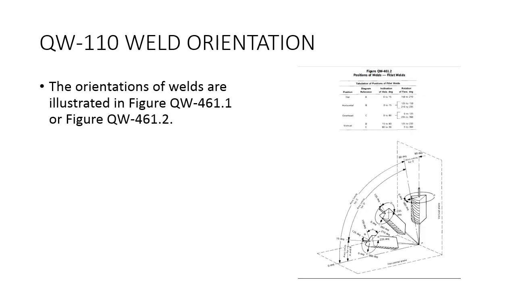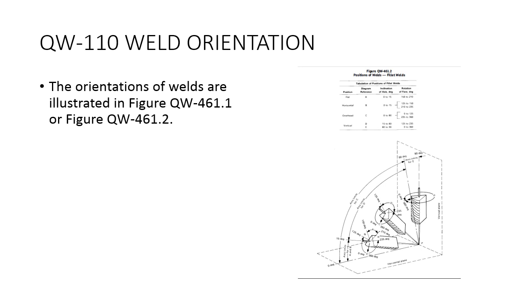QW-110, weld orientation. This is just a pretty short little snippet. The orientation of the welds are illustrated in figure QW-461.1 or figure QW-461.2. So remember I told you, don't go into Article 4 unless something sends you there. This is very specific. QW-110 sends us to QW-461.1 or 461.2. So it tells us go there, we go there, we look at what we need to look at and get back.